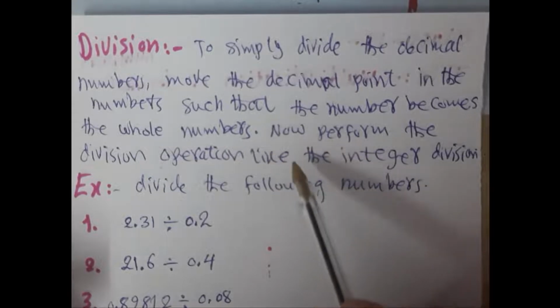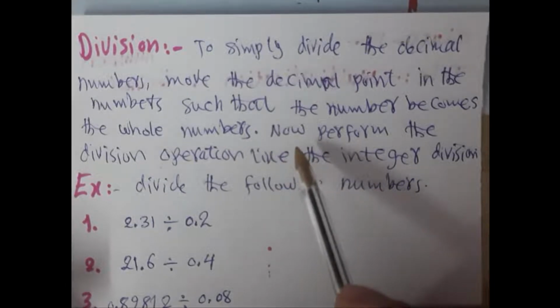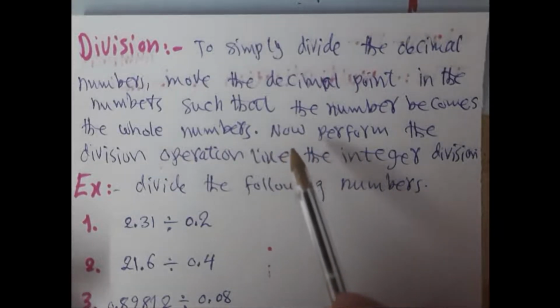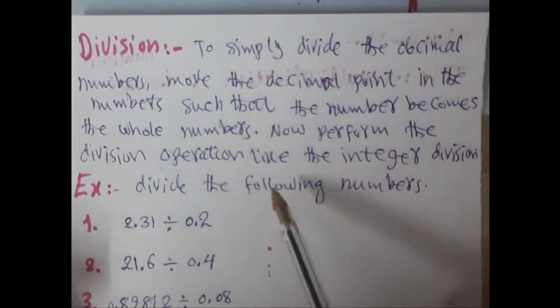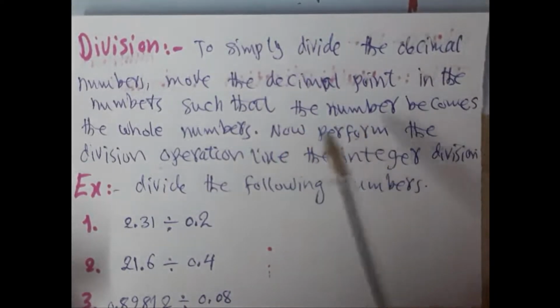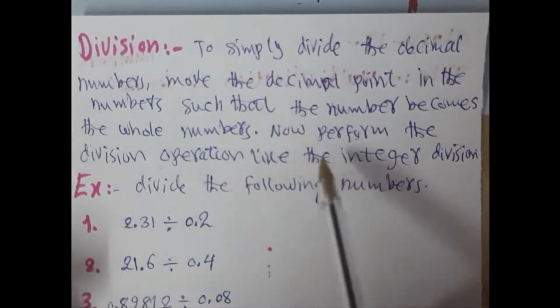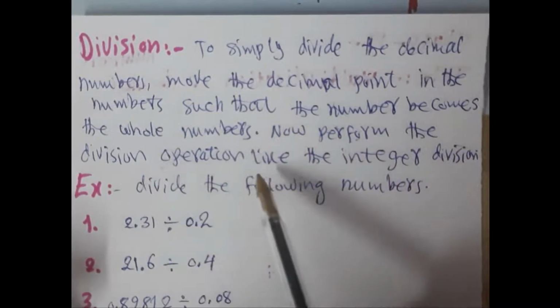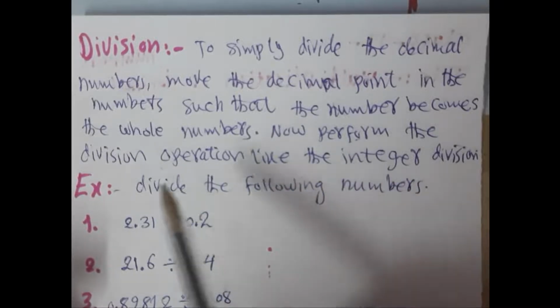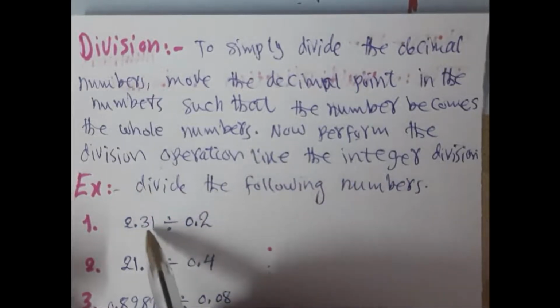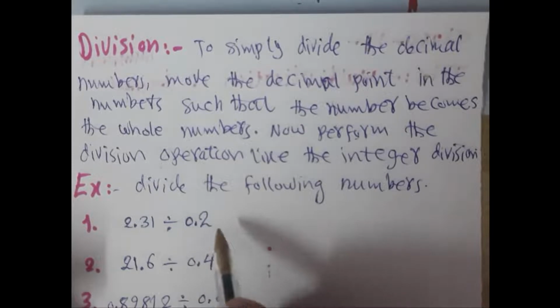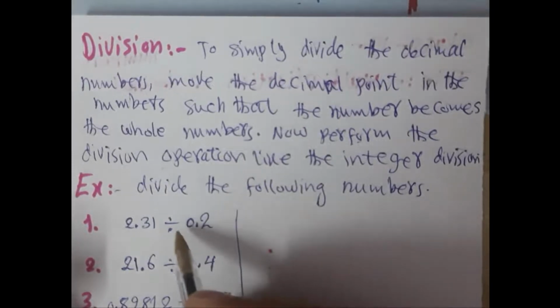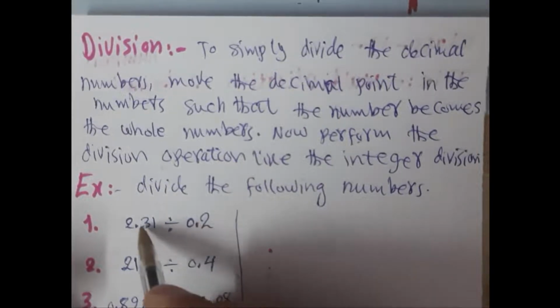Actually, it is the denominator. We want to make the whole number the denominator of the number. Then we divide as usual, like integers. Now perform the division operation like integer division. Here we want to explain this method in the examples.